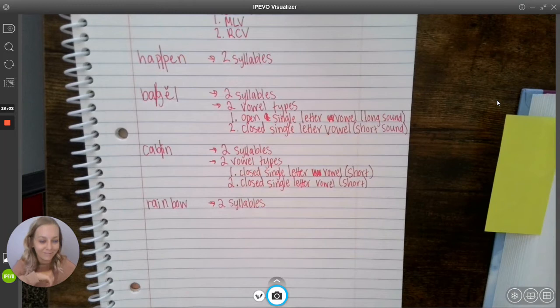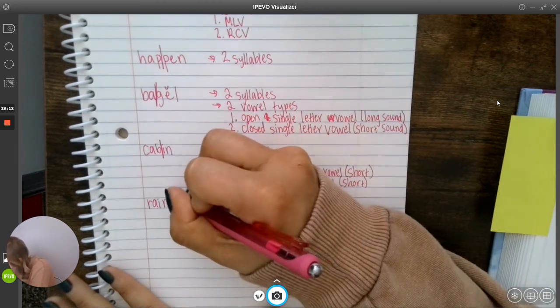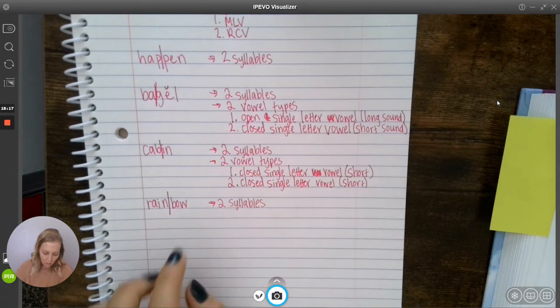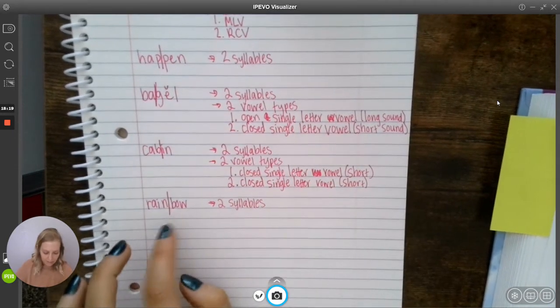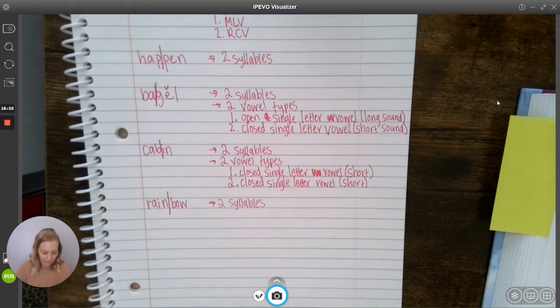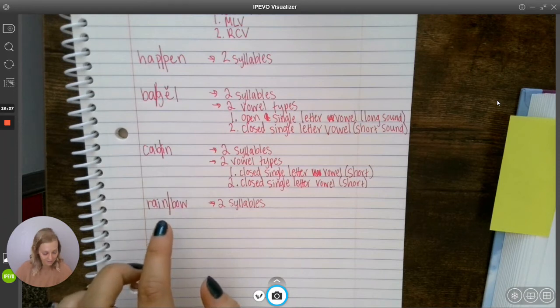They divide between the N and the B. Rainbow. Good. So let's mark it. When you see or hear two consonants in the middle of a word, where does the syllable usually divide? It usually divides between the consonants.